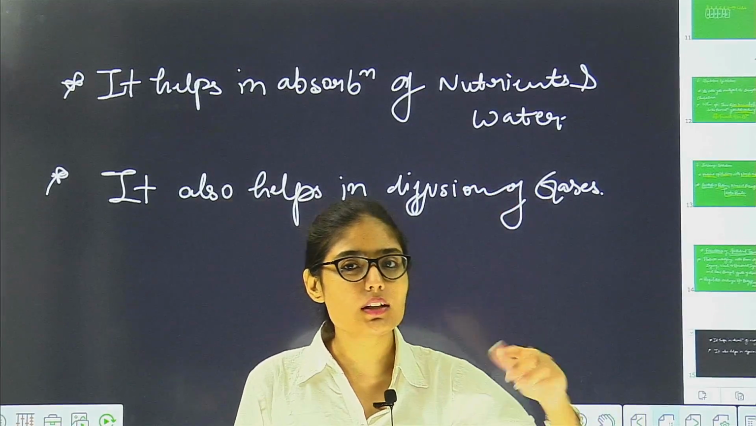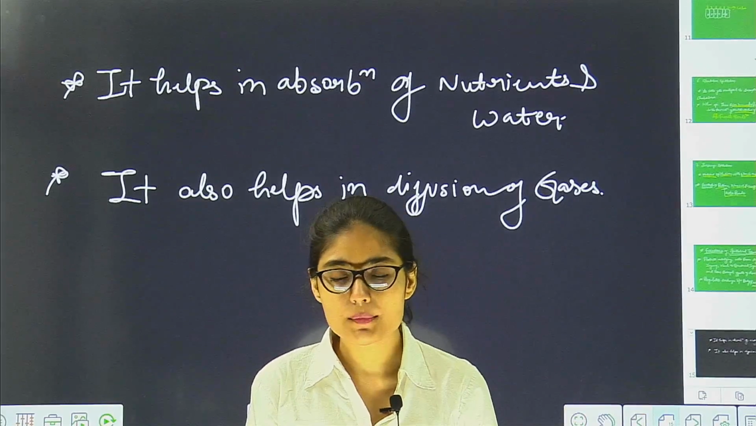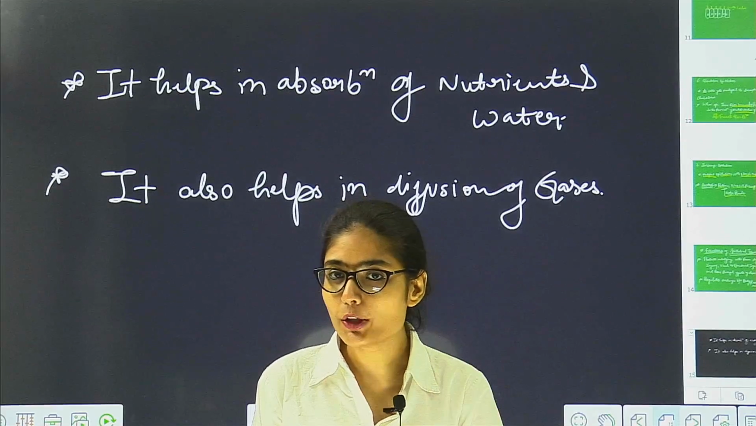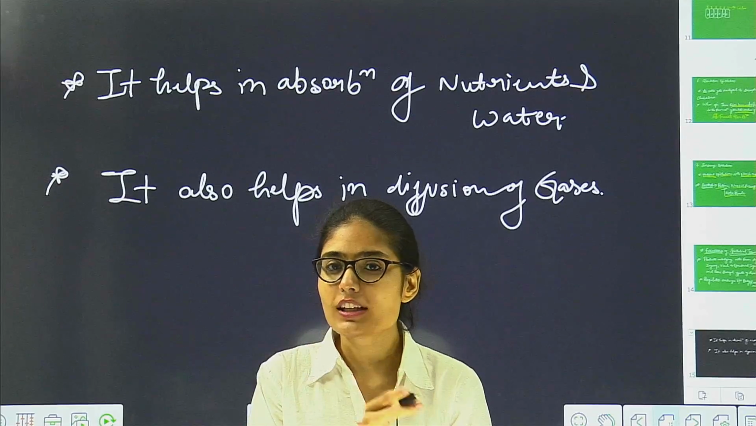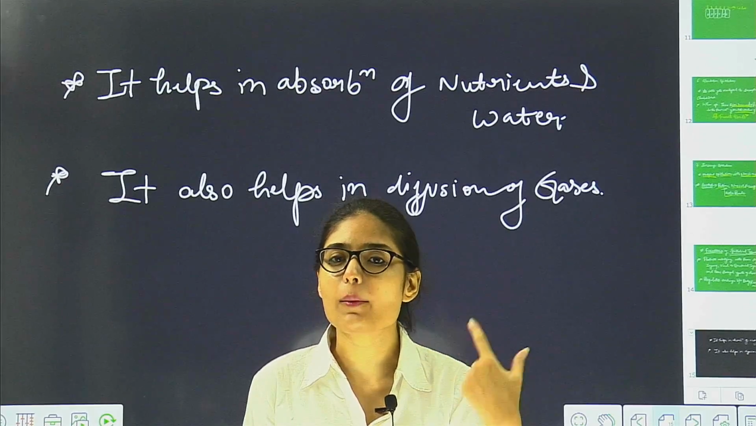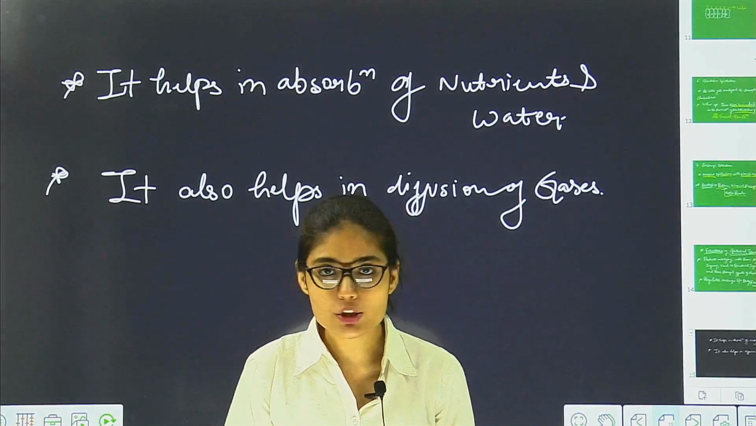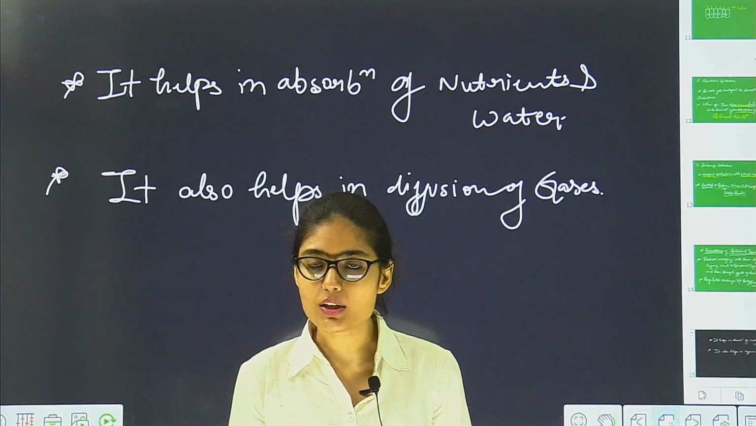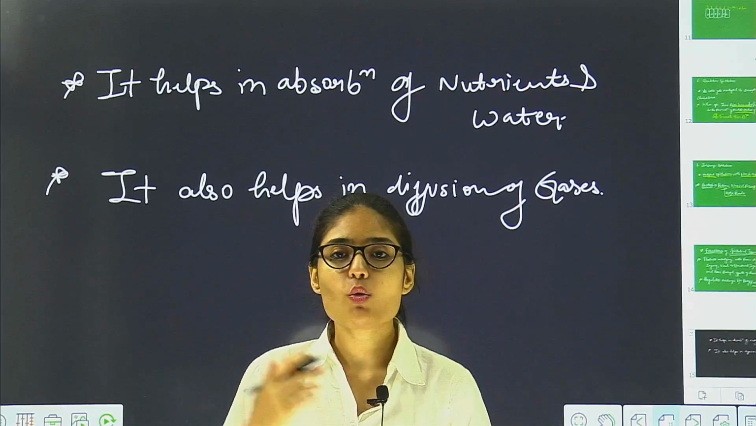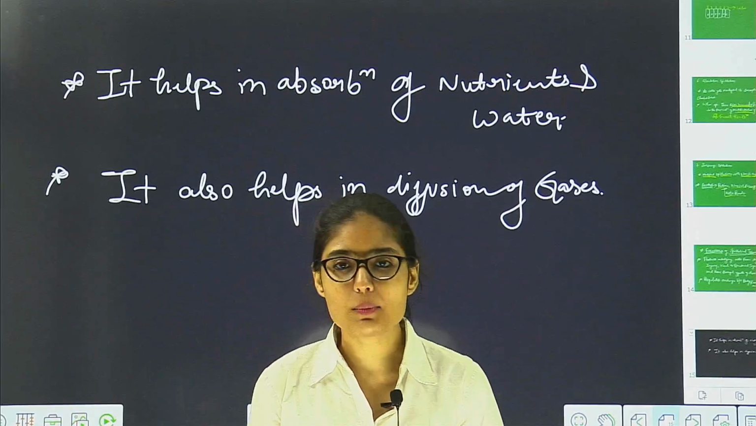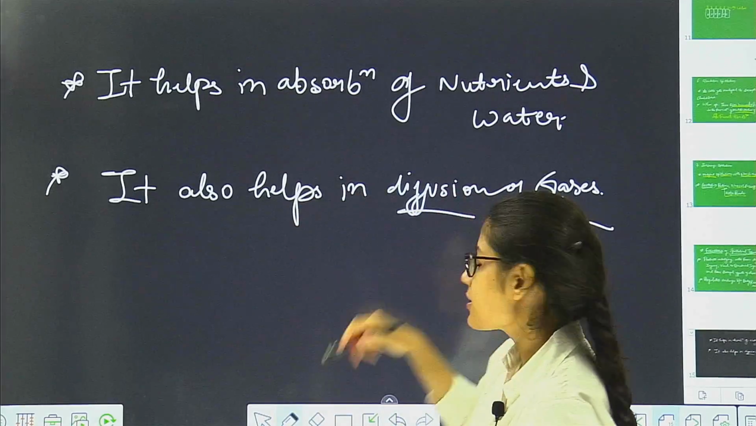We have seen that in the alveoli it was this epithelial tissue, and I have told you their work is the exchange of gases that happens in our lungs, which gases, carbon dioxide and oxygen, right. We inhale oxygen from our environment, from our surroundings, and we exhale carbon dioxide, right. And where does that happen, in our alveoli. So it also helps in the diffusion of gases.